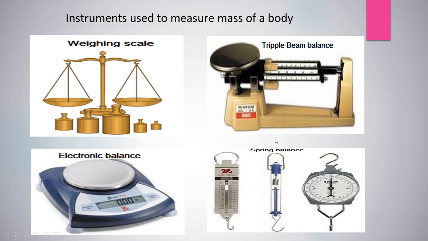And we have spring balance. Spring balance, we have this one, which is always hanged up, and then the substance to be measured is hanged on this hook, and then there's a scale here. For example, if they're measuring beans, this one should be held firmly upwards, and then whatever is to be measured is suspended by this hook, and then this pointer will move to give you the value of mass.